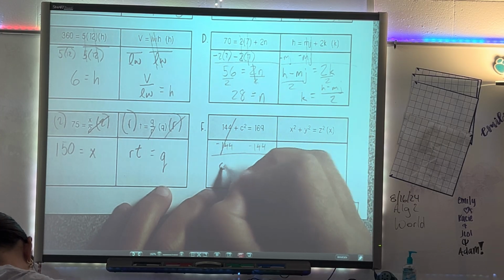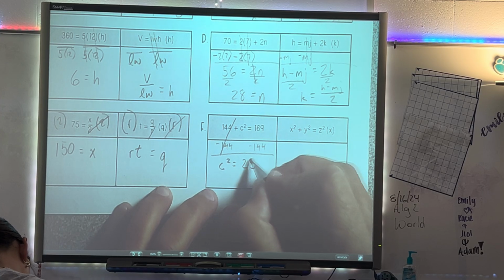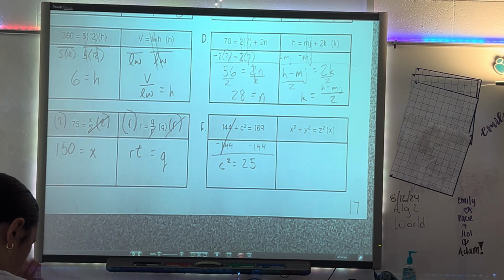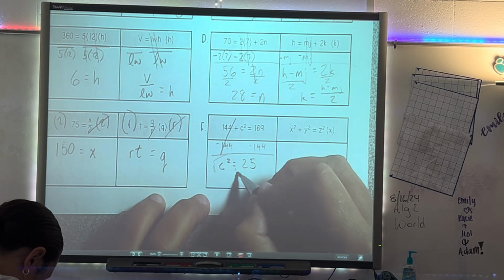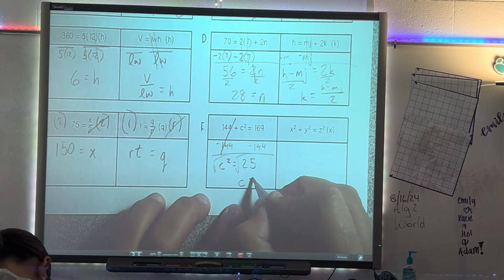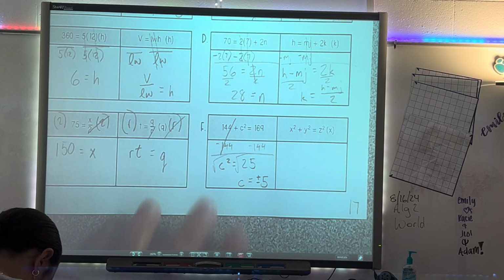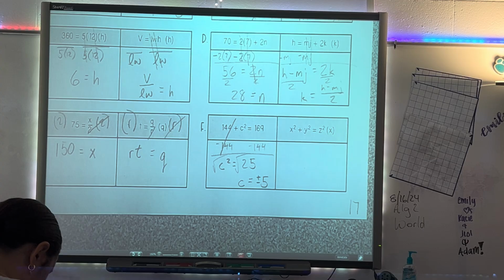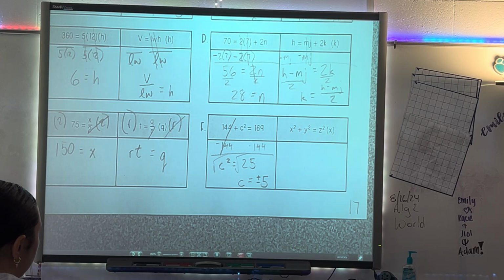Okay, so I've got C squared is equal to 25. How do I get rid of the square? Take square root. So I'm going to take square root here, and I'm going to take square root here. And C is equal to technically both positive and negative 5. It could be either one, depending on the circumstance. If it's just straight math, it's plus or minus. If it's real world, it's most of the time only going to be a positive option.